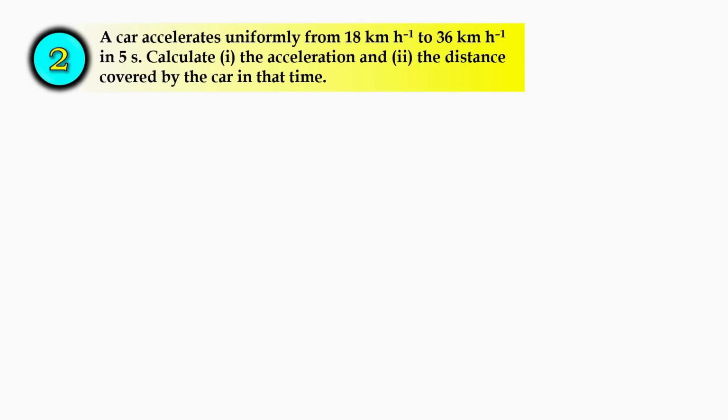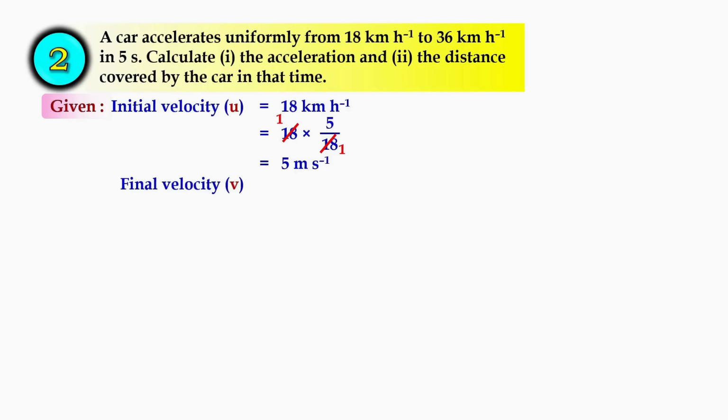Now let us solve the second numerical problem based on acceleration and equations of motion. A car accelerates uniformly from 18 km per hour to 36 km per hour in 5 seconds. We need to calculate the acceleration of the car and the distance covered during this time. First, let us write the given values. The initial velocity is 18 km per hour. The final velocity is 36 km per hour. The time taken is 5 seconds.